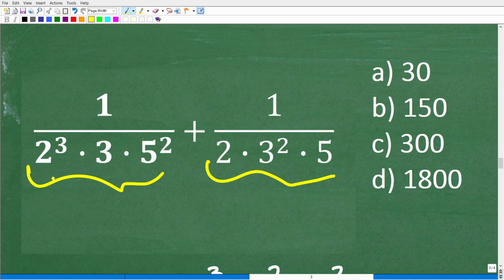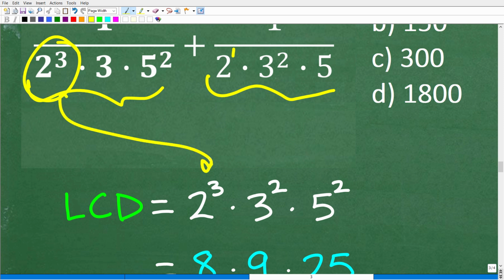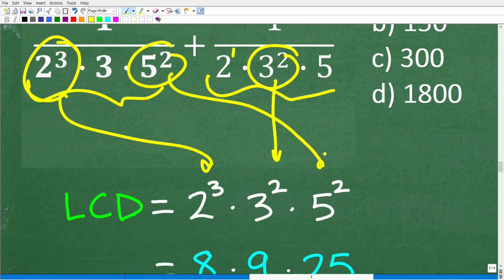Well, we don't need to build out the numbers. What we need to do is to just select the prime factors of the respective denominators. So let's take a look. We have 2, so this is a 2 to the first. This is 2 cubed. We need to take the 2 cubed because it's the highest power. So that will be in our LCD. How about 3? Well, we have 3 to the first and 3 squared, so we need the 3 squared. We have 5 squared and 5 to the first. We need the 5 squared right here.